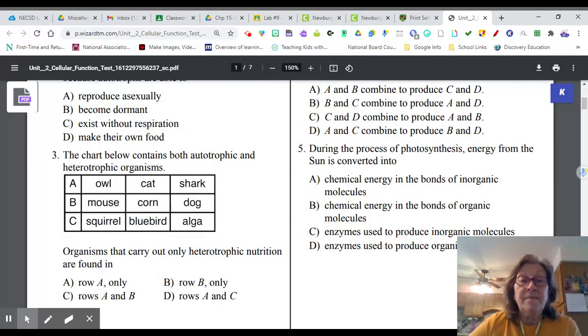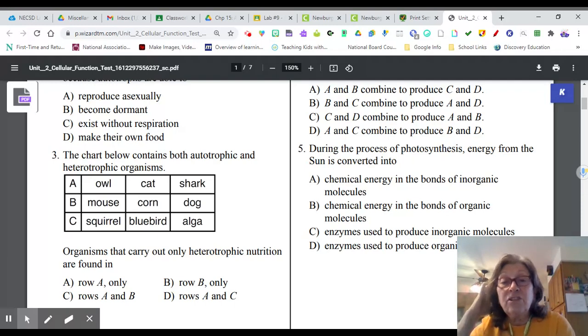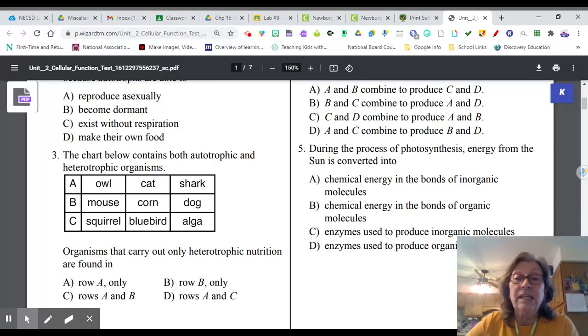Question number 5. During the process of photosynthesis, energy from the sun is converted into A, chemical energy in the bonds of inorganic molecules, B, chemical energy in the bonds of organic molecules, C, enzymes used to produce inorganic molecules, or D, enzymes used to produce organic molecules.